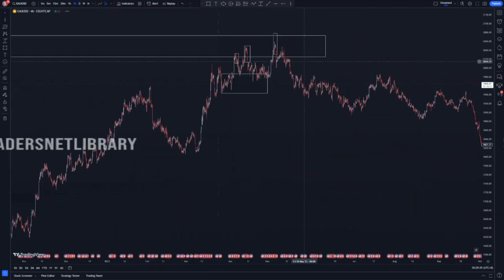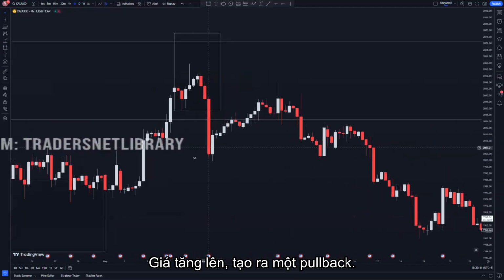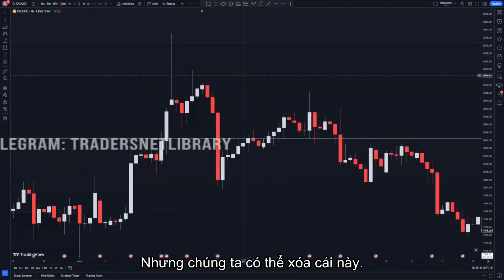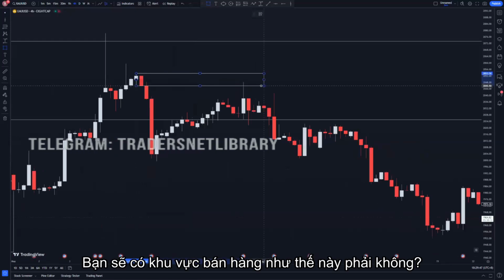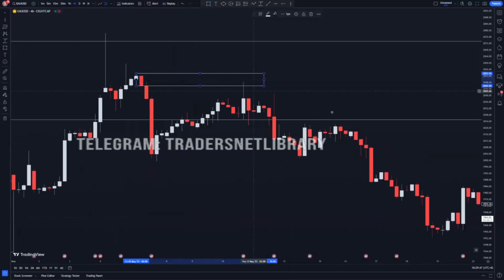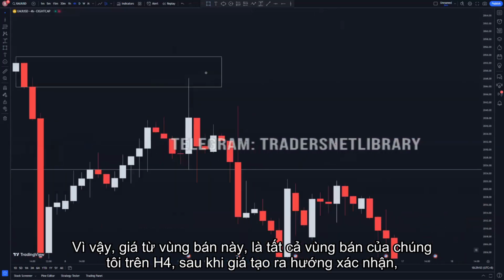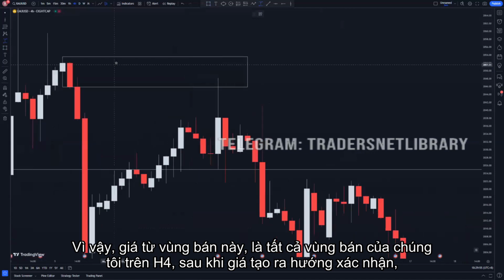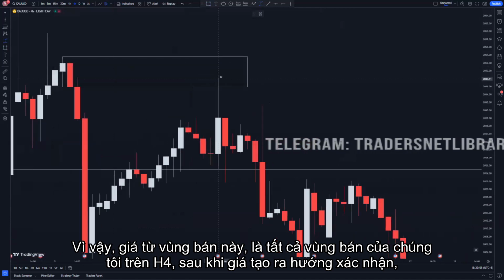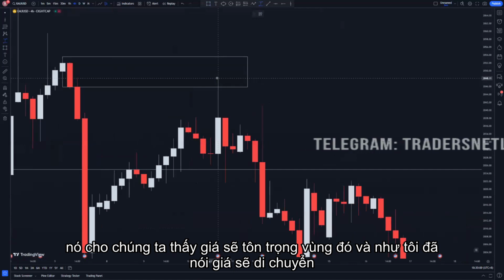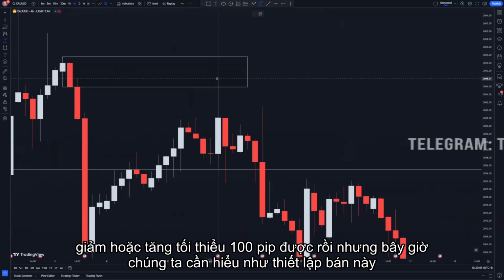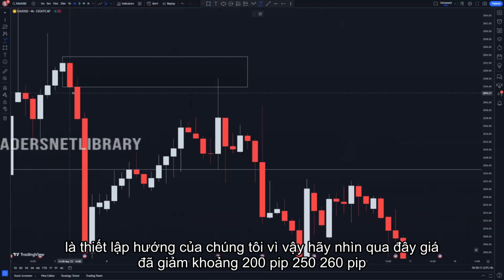So look over here. The price went up, making a pullback. But we can erase this one. You're going to have this sell zone, or maybe you want to mark this one also. So the price from this sell zone, which is all of our sell zone on H4, after the price created the confirmation direction, it shows us that the price is going to respect the zone. And like I said, the price is going to move down or move up minimum 100 pips. But for now, we need to understand that this sell setup is our direction setup.